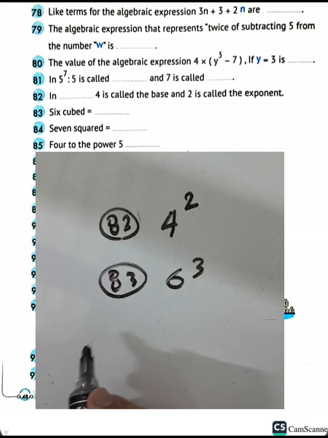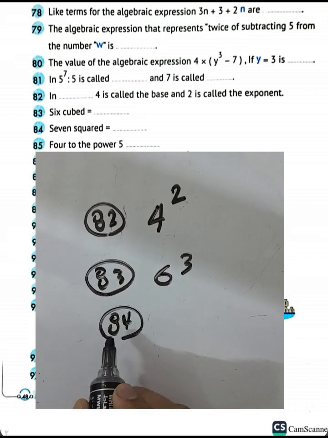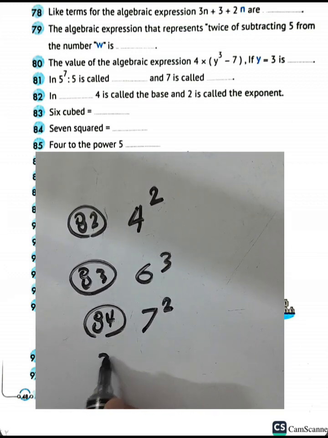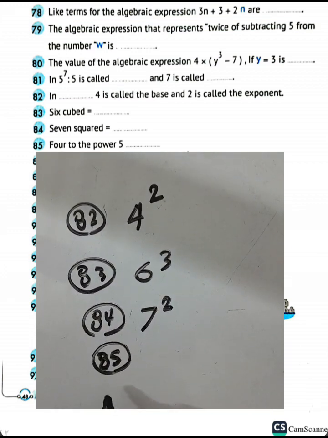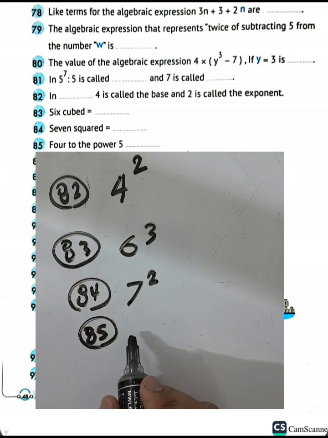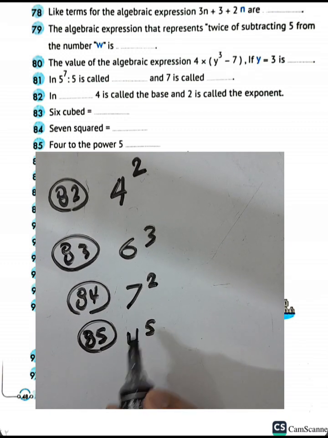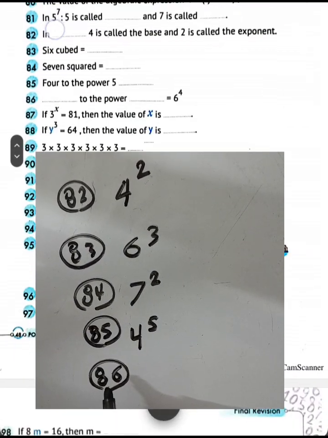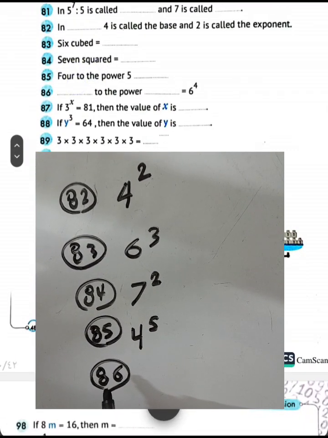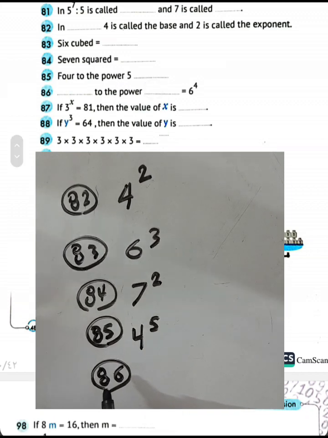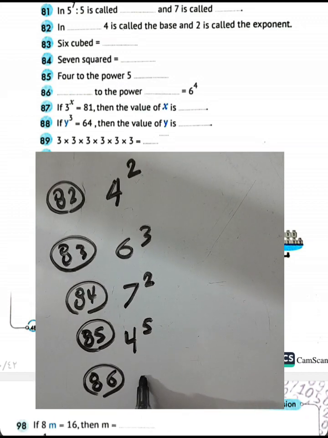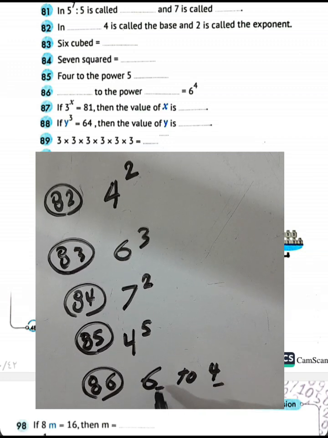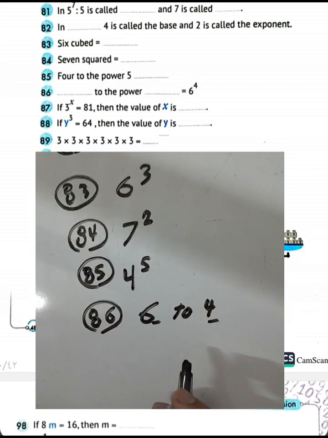Question 84. 7 squared is 7 power 2. Question 85. 4 to the power 5. Question 86. Write 6 to the power 4. It will be 6 power 4.